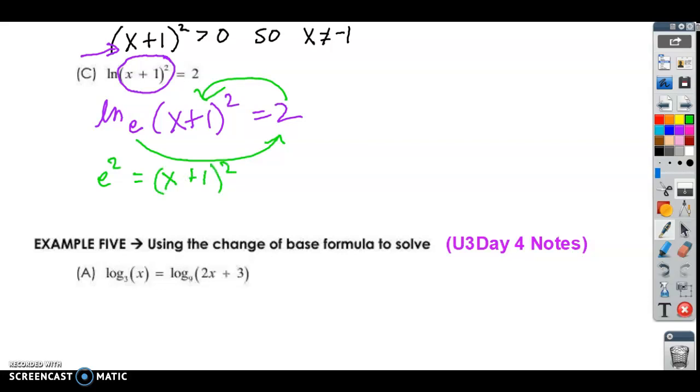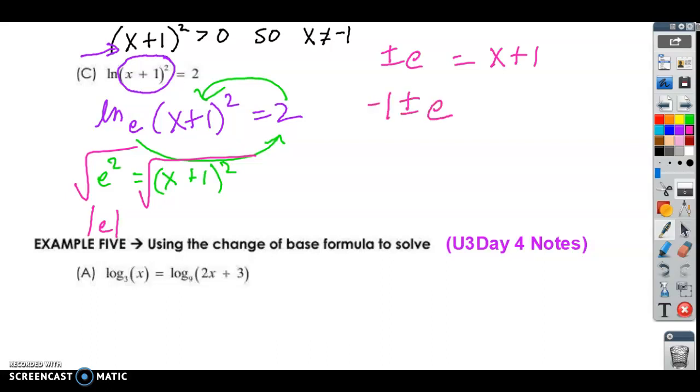All right, now we've got to solve for that x. So I'm going to take the square root of both sides. And in doing so, the square root of e squared is actually the absolute value of e, which ends up making it plus or minus e. So plus or minus e equals, and then the square root of x plus 1 squared is just x plus 1. Now we have to solve for x. We're not quite done, so we move the 1 over to the other side. And when we do that, it's a negative. So it's negative 1 plus or minus e equals x.